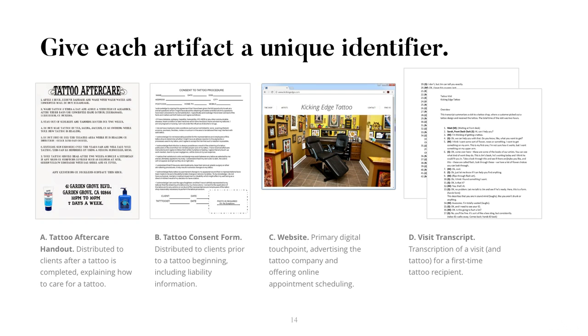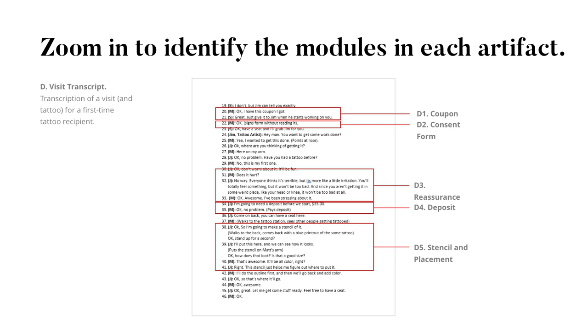But for now, gather all the artifacts, spread them out, and look at each one and give it a unique identifier. You'll see that we've included a letter, A, B, C. We've given each artifact a name, tattoo consent form, transcript, and then a brief description, one sentence that explains what the artifact is and what the value is. And now we're going to zoom in to each artifact in order to identify the different modules that make up that artifact. We're going to use as an example that transcript that I talked about.